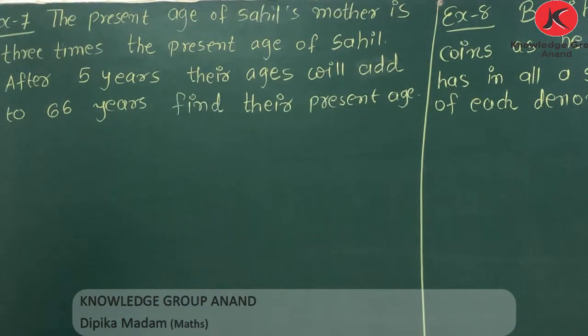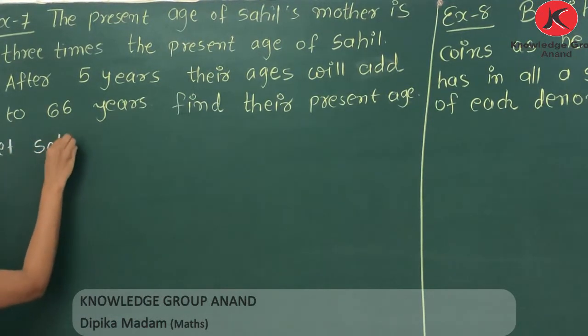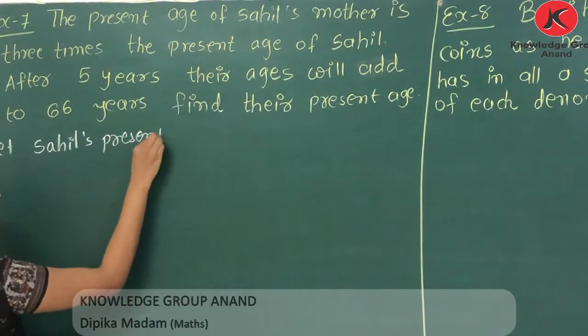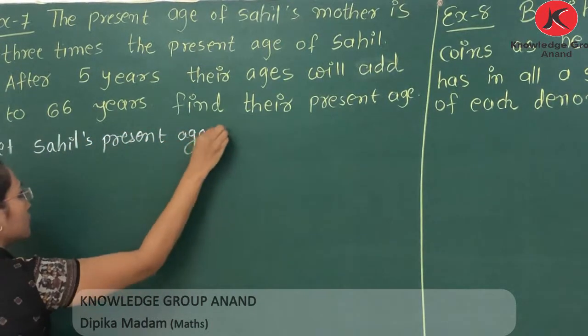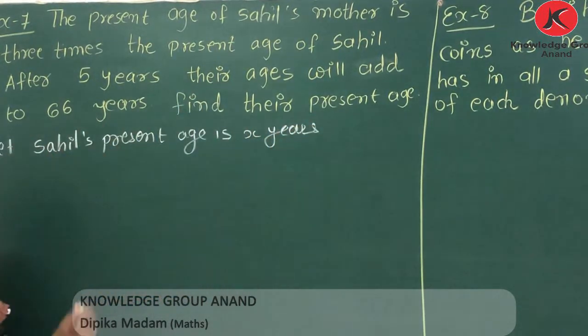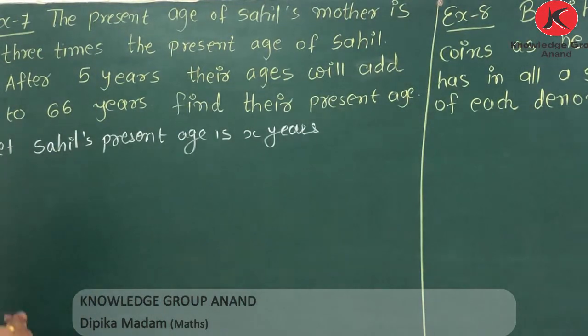But in the question, Sahil's present age is not given, so we assume, let Sahil's age be x. So if his present age is x years, then what will be his mother's age? It is 3x years.